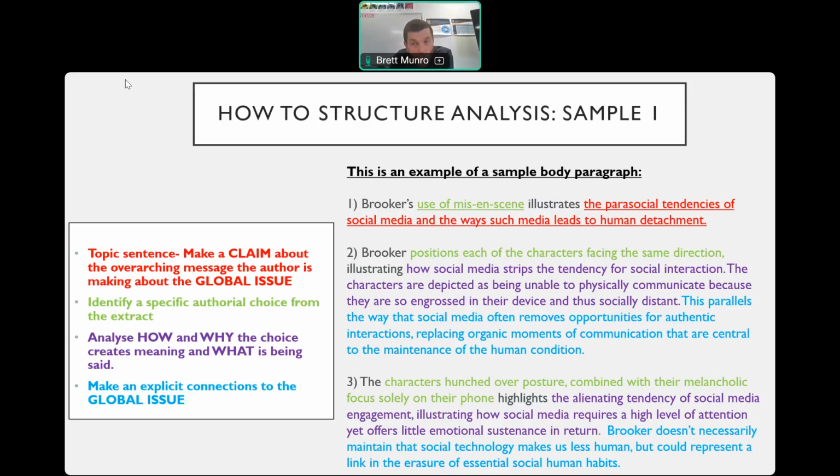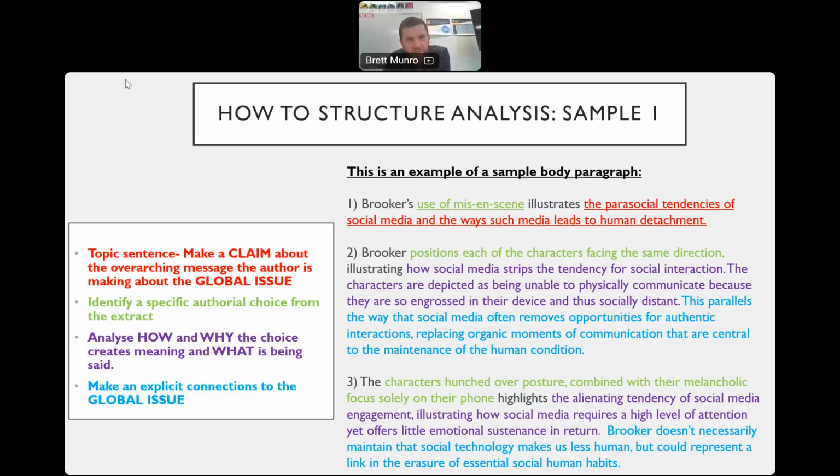Hopefully you can see how the purple section here doesn't necessarily explicitly relate to the global issue, but it does so in a nuanced way. Whereas this blue sentence here actually is explicit in its connection to the global issue. It says that Brooker doesn't necessarily maintain that social technology makes us less human, but could represent a link in the erasure of essential social human habits. This is making an explicit connection about how Brooker's commentary relates to our lives as readers in the contemporary world.